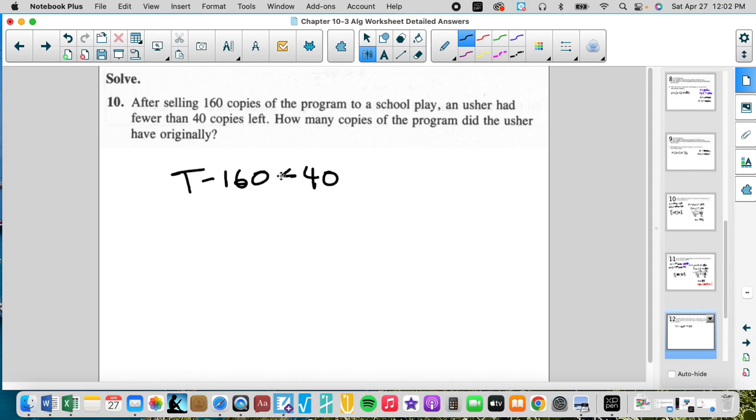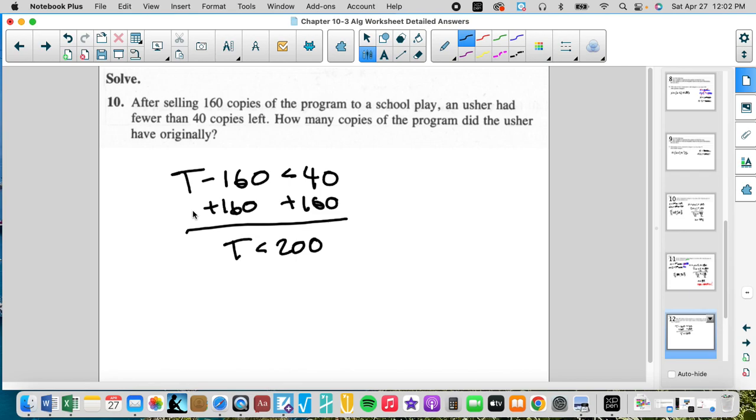So there is no equal sign here. So this is going to be my inequality where T equals the total number of copies we originally had. So I'm going to add 160, add 160, and I get T is less than 200, not less than or equal, less than 200. So how many copies of the program did the usher have originally? They had less than 200. So, 199?